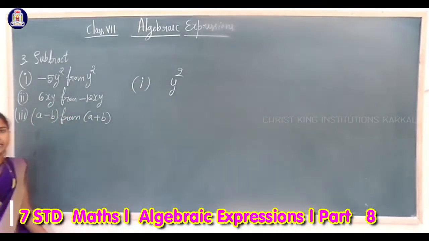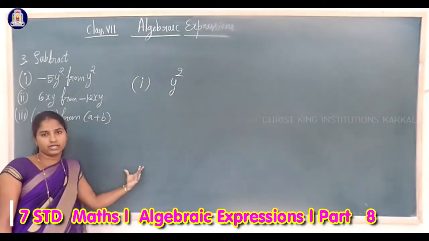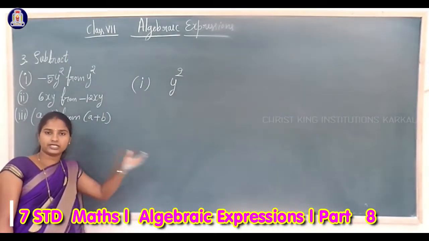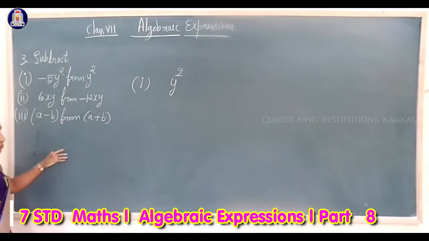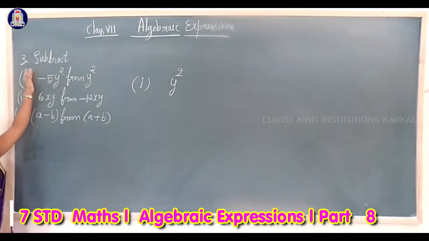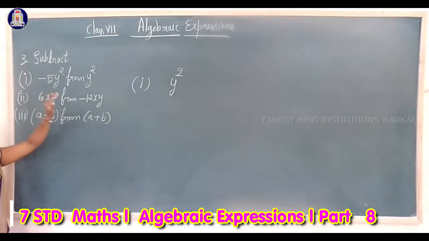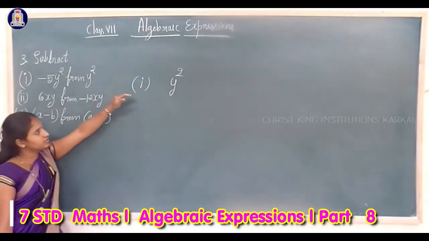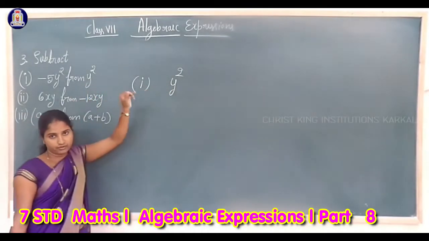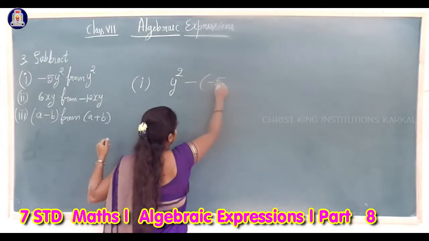Addition you can add in any order: you can write the first expression first and the second expression next, or the second expression first and the first expression next. That is no problem. But in subtraction, the question is given like this: subtract minus 5y square from y square. So first you have to write y square. From this we are subtracting another term, that is minus 5y square.